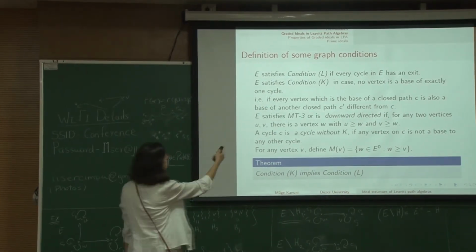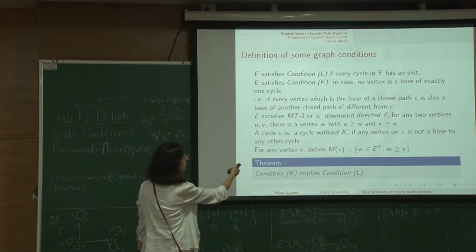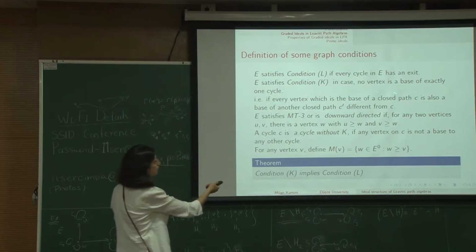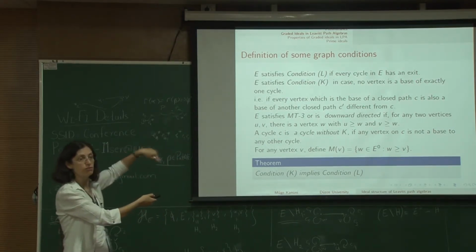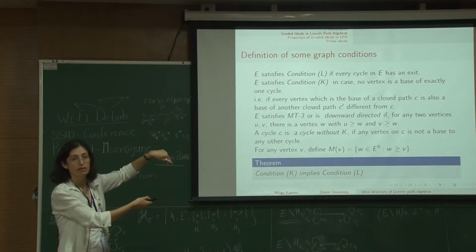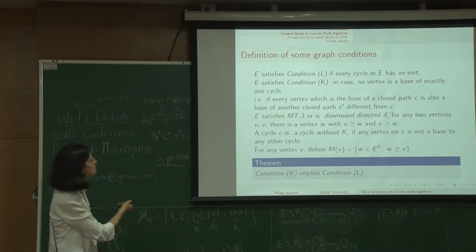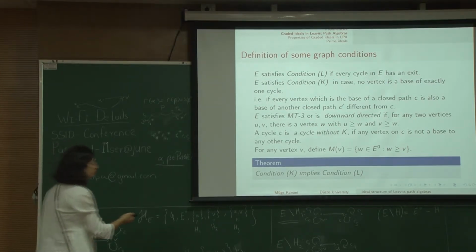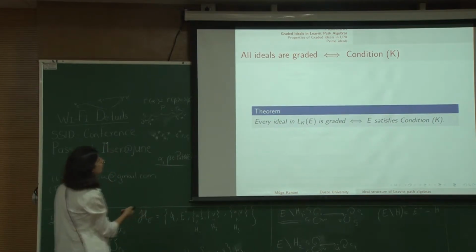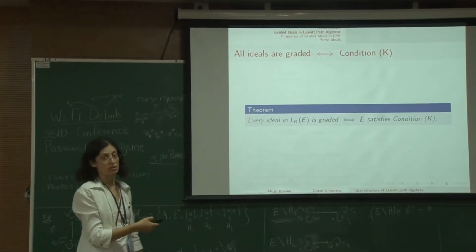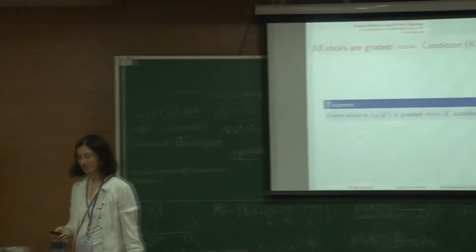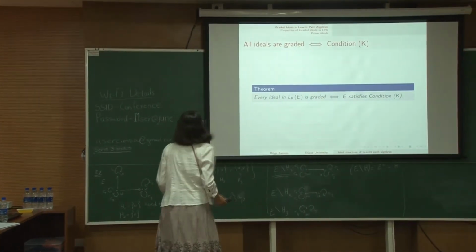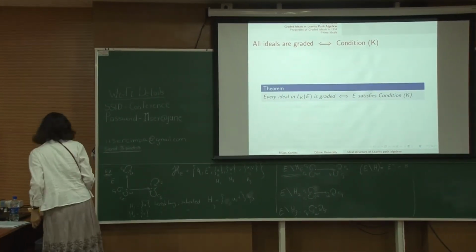Condition K implies condition L, which I'll use, but that's clear because if you have condition K, then if you have a cycle, there is another cycle there. So the other cycle produces an exit for the first cycle. So every cycle has an exit. Okay, why don't I stop here and I will continue next class with this. So we'll continue with some graded ideals.